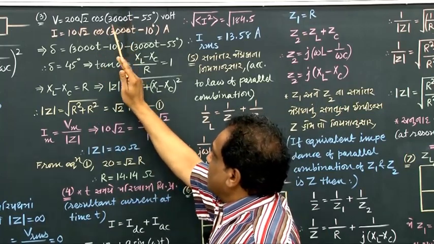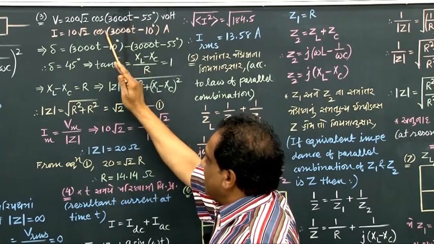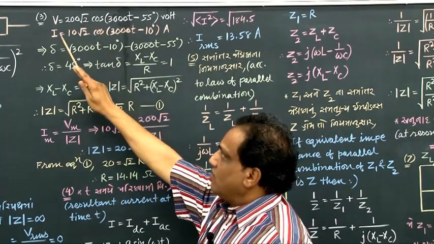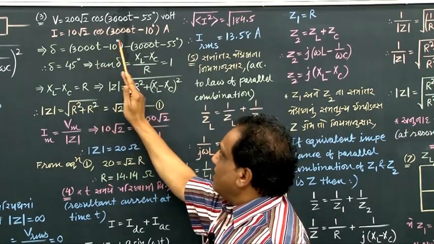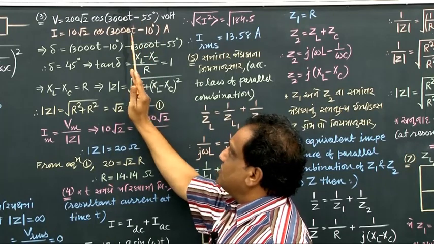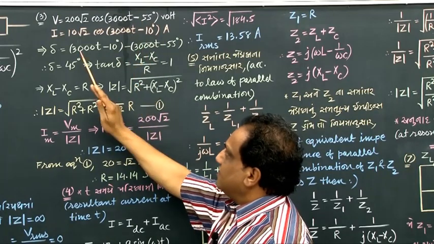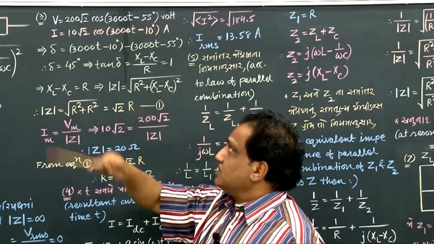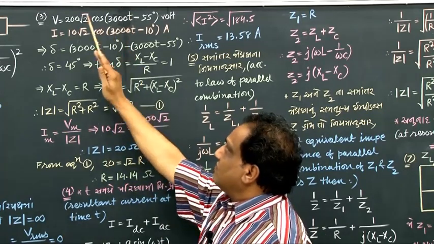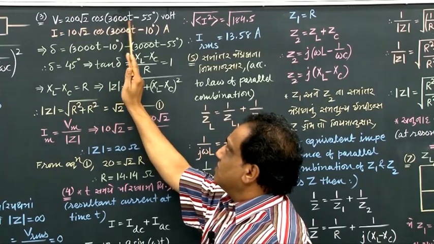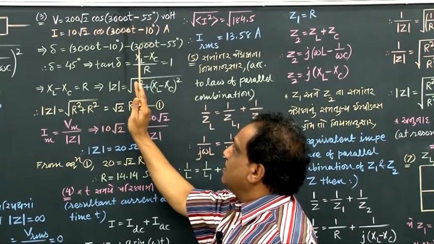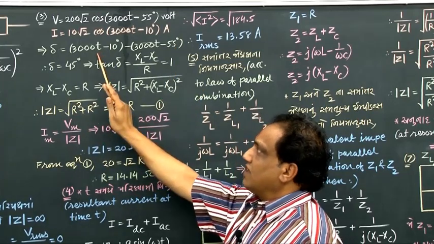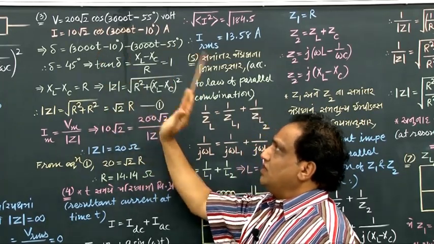Look, this bracketed part with this cosine function in the formula of current will give you the phase of current. How much? 3000 t minus 10 degree, minus the phase of voltage. Similarly, the phase of voltage is how much? 3000 t minus 55 degree, correct? This is the phase of current minus the phase of voltage.